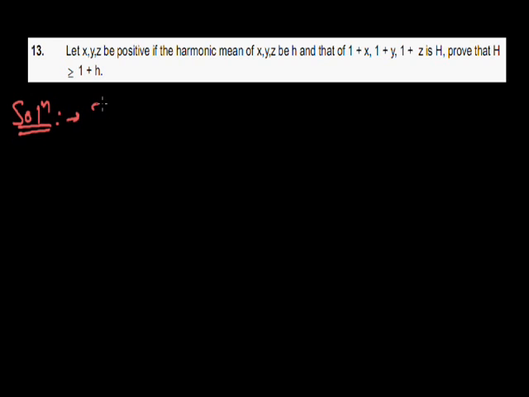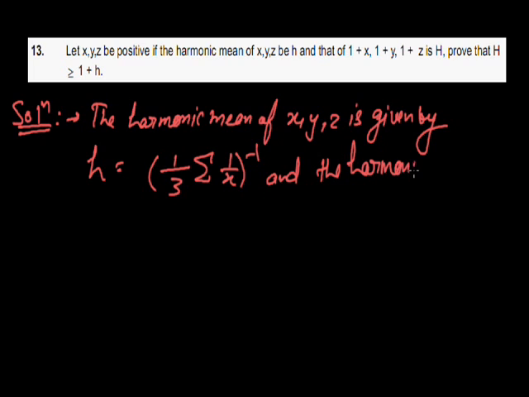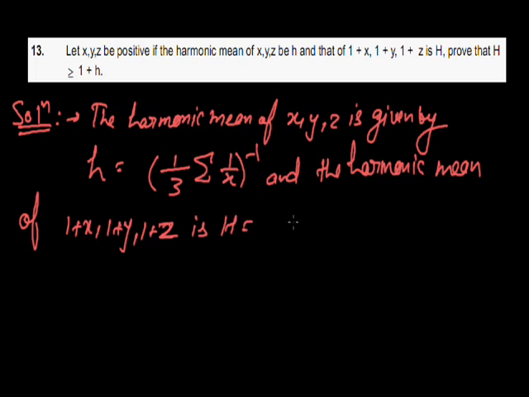To solve the given question, as we know that the harmonic mean of x, y, z is given by small h is equal to 1 upon 3 summation of 1 upon x whole inverse, and the harmonic mean of 1 plus x, 1 plus y and 1 plus z is capital H is equal to 1 upon 3 summation of 1 upon 1 plus x whole inverse. Let it be equation 1.